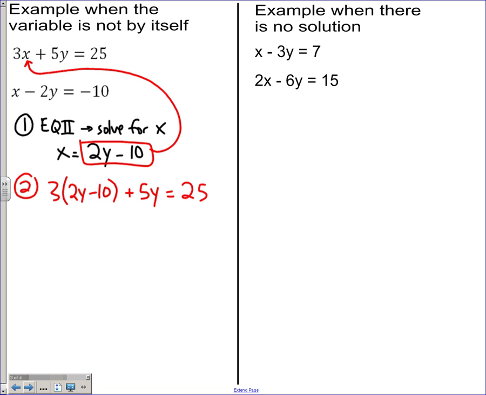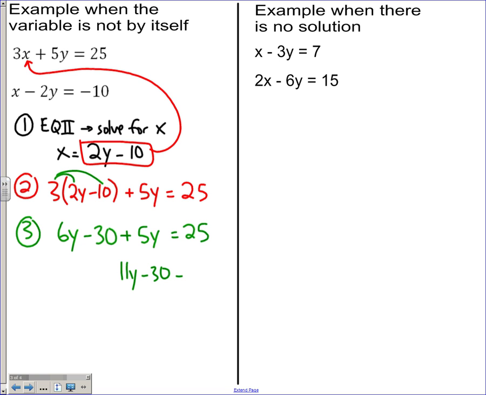We've got one equation with one variable, so I can solve it for y. Step 3, I solve it for y. So I distribute my 3, and I get 6y minus 30 plus 5y equals 25. I'm going to combine my y's. I get 11y minus 30 equals 25. And we're going to solve for y. So I add 30. I get 11y equals 55, which gives me y equal to 5.